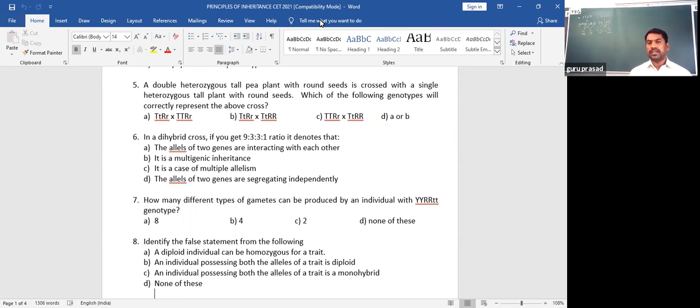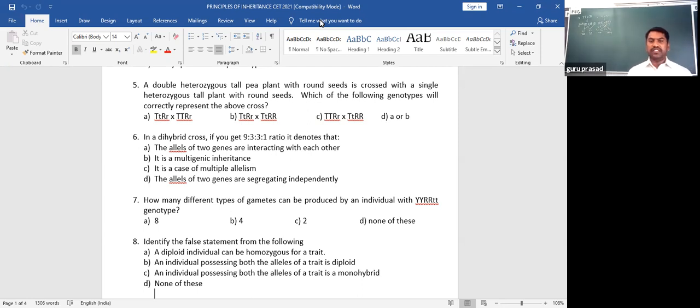Next parent, capital T single, capital R, that is homozygous. So both are single heterozygous. But as per the question, one is double heterozygous, another is single heterozygous in character. So option C is not the answer as per the question hints given. So either A or B is the answer. That D option is the right one. Hope you are clear. So the next question.